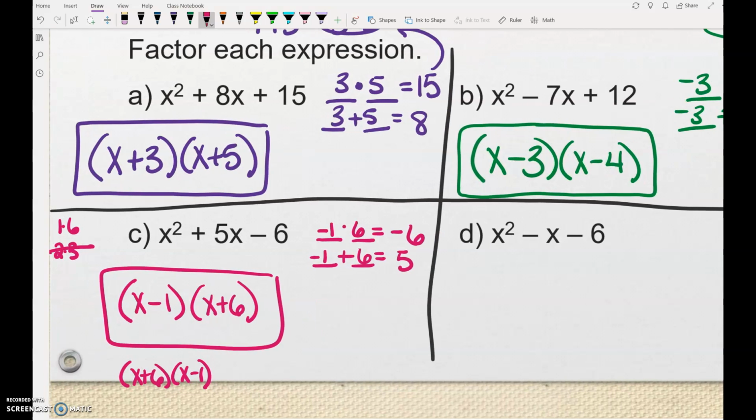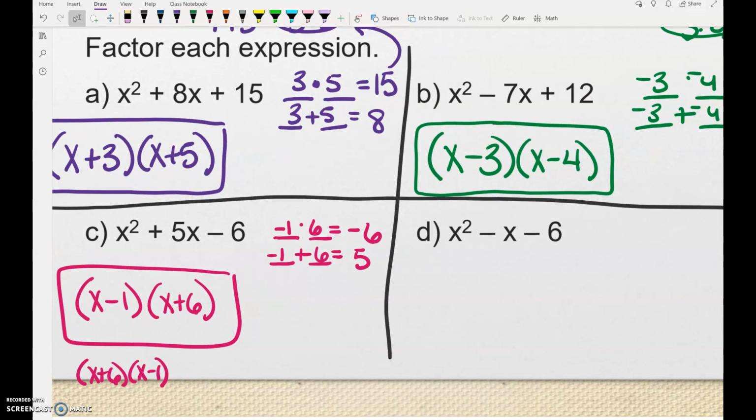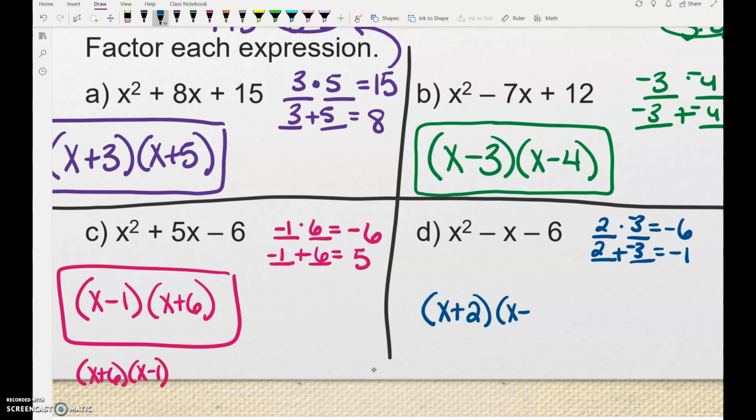Okay, pause the video if you're watching the video. Try D on your own. So in part D, we are looking for two numbers that multiply to give us -6 and add up to -1. That would be 2 and -3, or -3 and 2. So x plus 2, x minus 3, or x minus 3 times x plus 2.